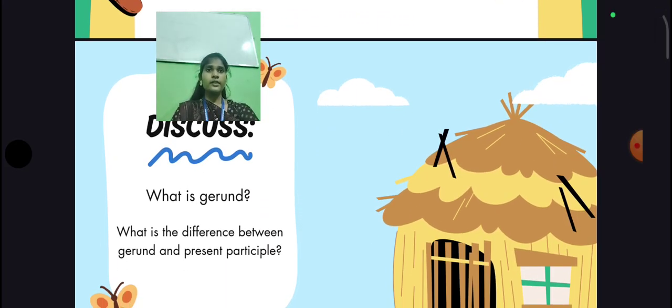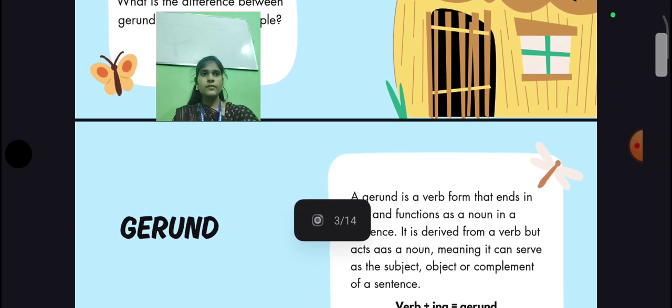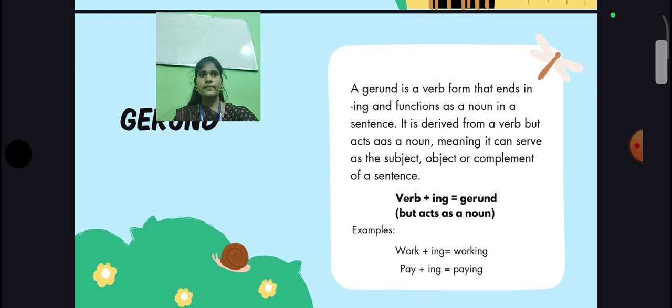Have you ever come across this question: what is the difference between gerund and present participle? Okay, now we can see what a gerund is. A gerund is a verb form that ends in ing and functions as a noun. See, playing is a verb, right? But it acts as a noun. Playing is my hobby. Here, playing is used as a noun in this sentence, right? So a gerund is nothing but the base form of a verb with ing added.